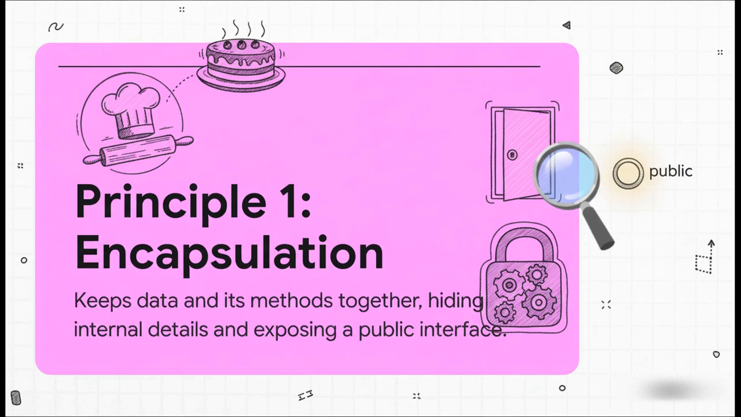A master baker isn't going to share their secret family recipe with you, right? You just go up to them and ask for a cake, and they give you a finished cake. It's the same idea here. This protects the object's important data from being messed with from the outside.